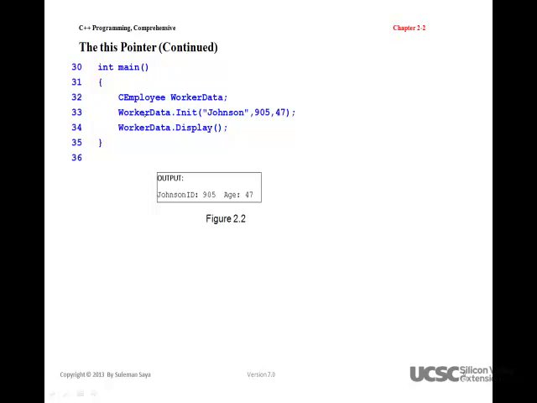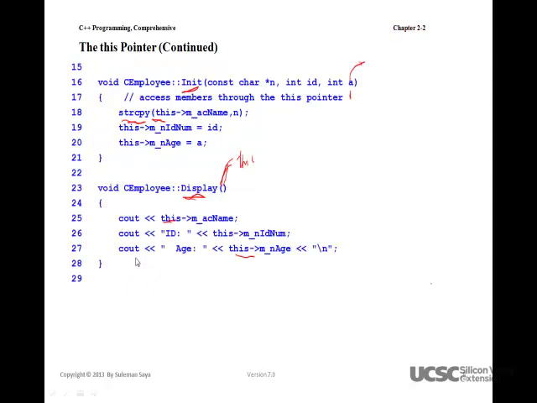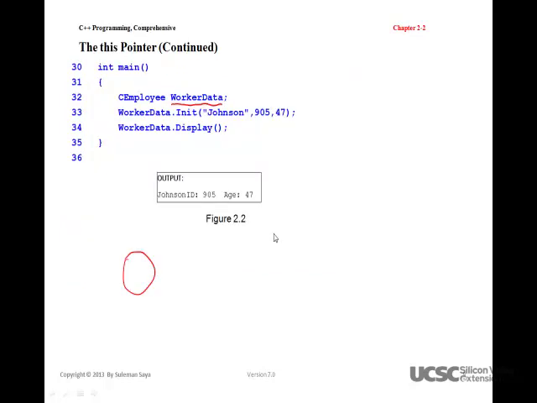So in this slide, I am creating one single object, workerData. So I'm going to create a workerData right here. How many members will this object have? This object will have 3 data members: a name, ID num, and the age. So those are the 3 things this object will have: name, ID, and then the age.